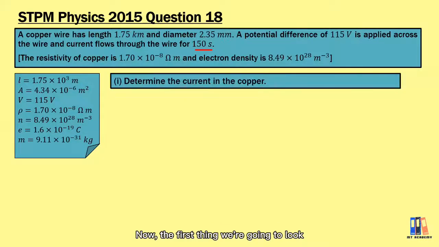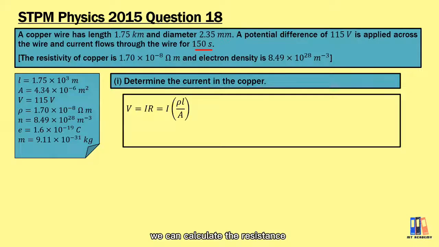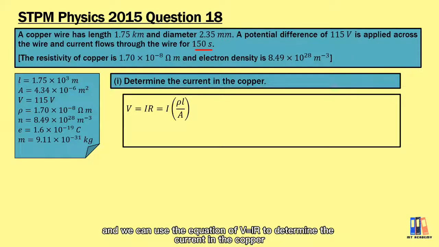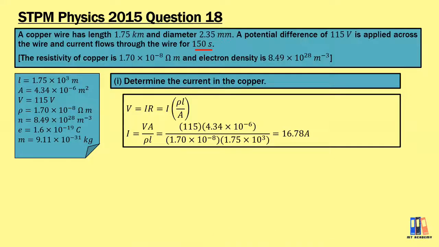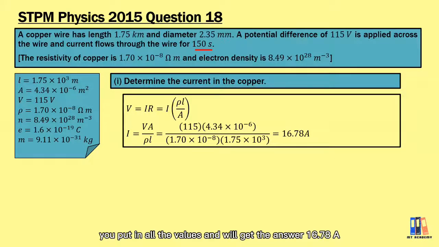Now, the first thing we're going to look at is the current in the copper. Since the resistivity, the length, and the area are given, we can calculate the resistance, and we can use the equation V equal to IR to determine the current in the copper. So here we can express the current as the potential difference multiplied by the cross-sectional area divided by the resistivity and the length of the wire. You put in all the values and you get the answer as 16.78 ampere.